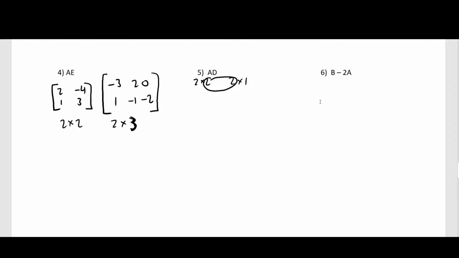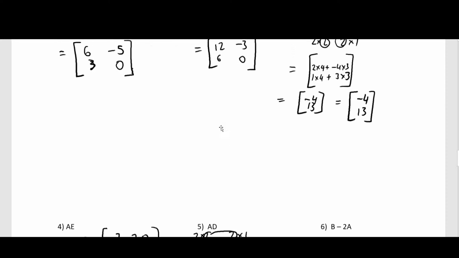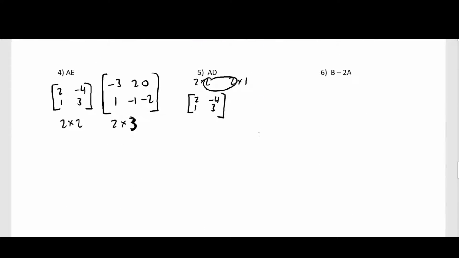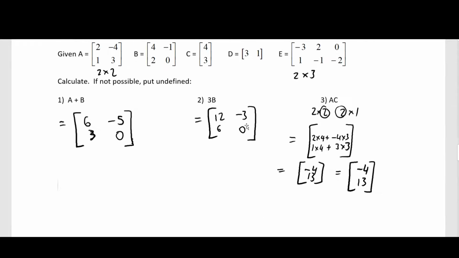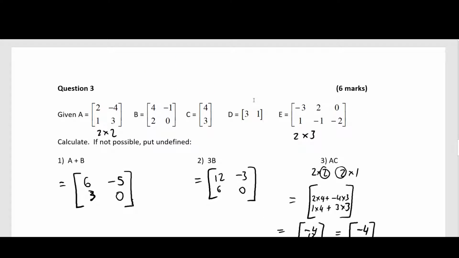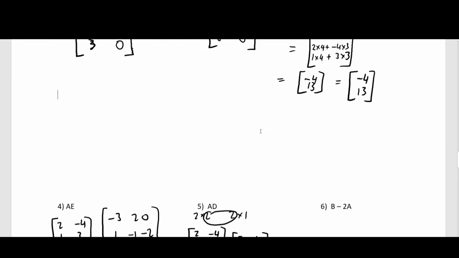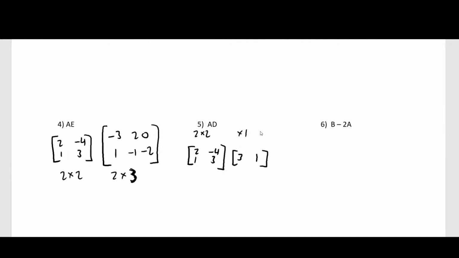Okay, number 5. So we've got 2, -4, 1, 3 times by D, which is 3, 1. No, whoops, my mistake. Now, it's 1 row, 2 columns. D is not 2 by 1, it's 1 by 2. 1 by 2.